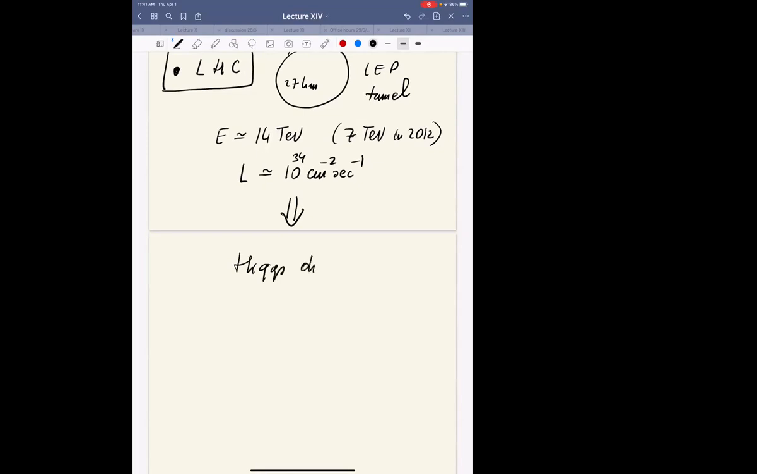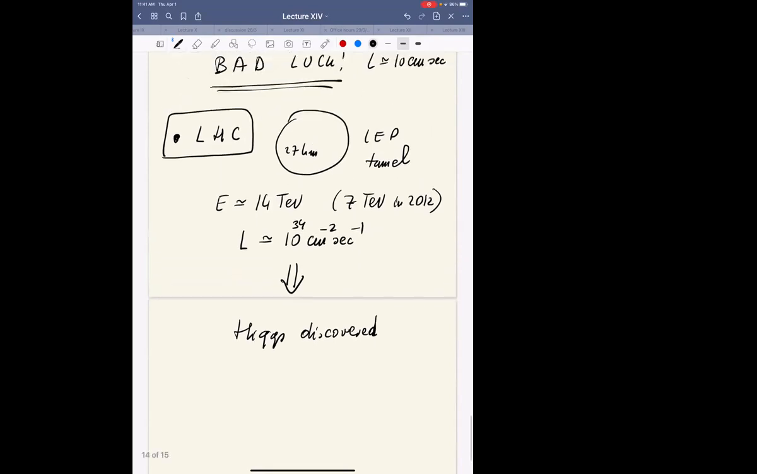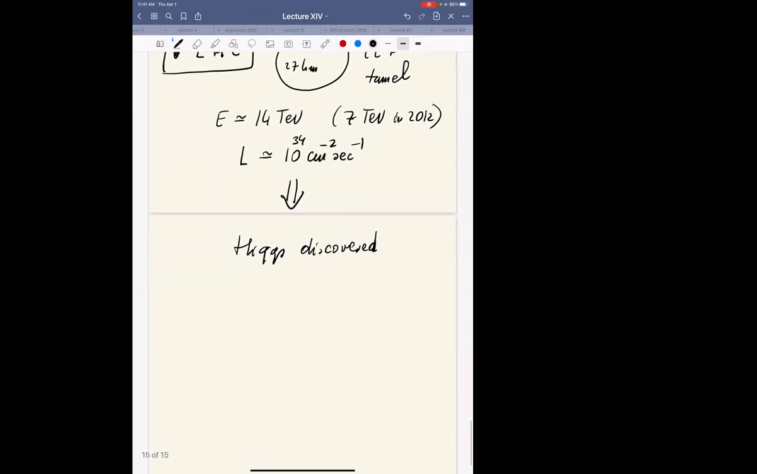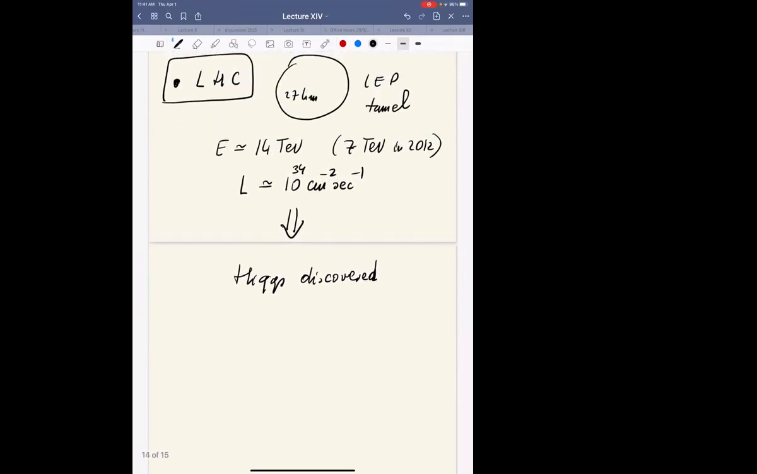Higgs discovered. Luck. Well, this time not luck. They built a machine to make sure that they would discover the Higgs. That's how the energy was chosen. You needed to have a lot of energy, by the way. You need more energy than you would think, because remember, this is the energy of the protons. The quarks don't carry that energy. They carry some distribution of energy.